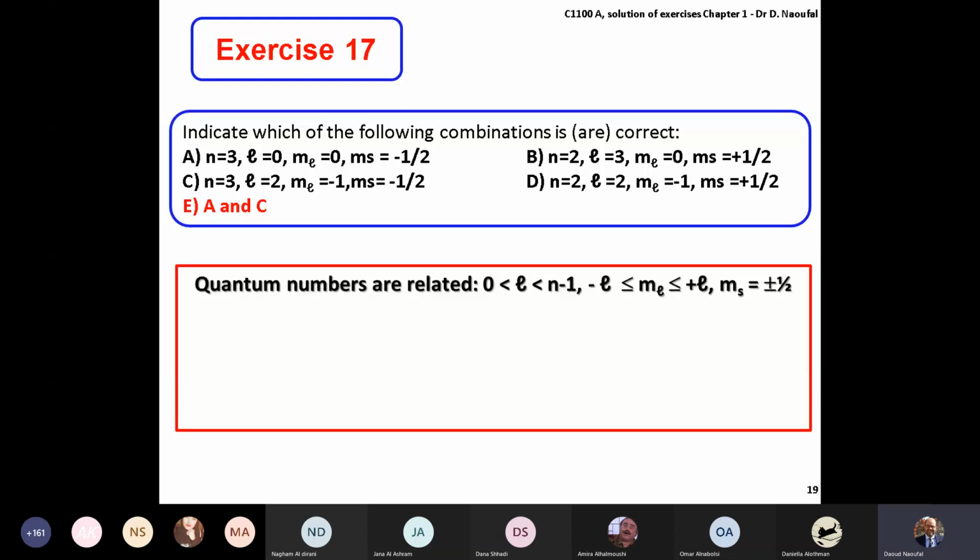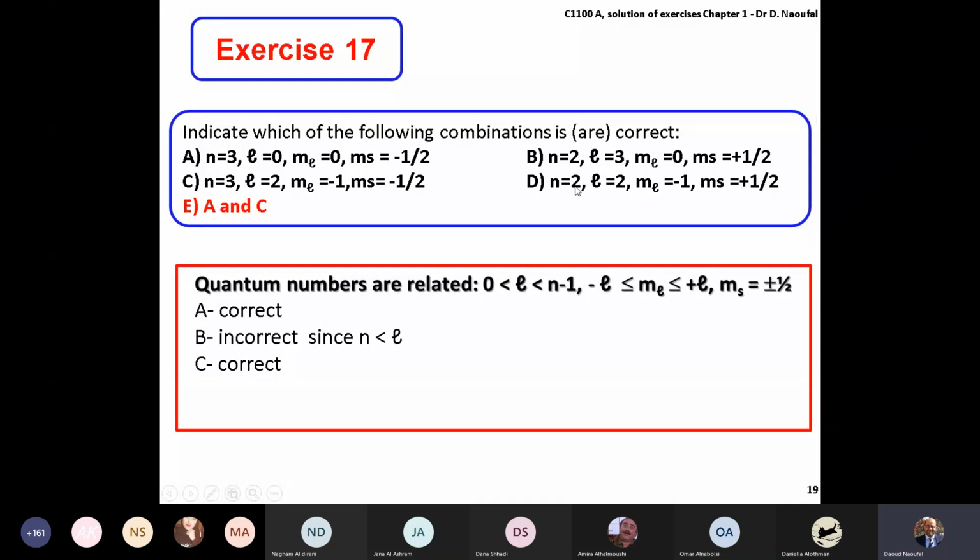So we can eliminate the incorrect values. I pass to A. 3, 0, 0, minus half is acceptable. So A is correct. I pass to B. N equal to L equal 3. It's impossible that n is less than L. So B is incorrect. N could not be less than L. C. 3, 2, minus 1, minus half. According to this relation, C is correct, is acceptable.